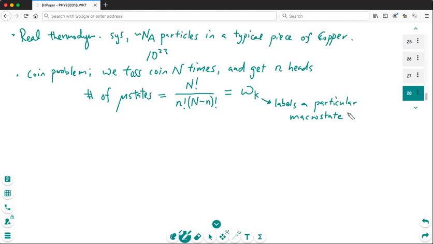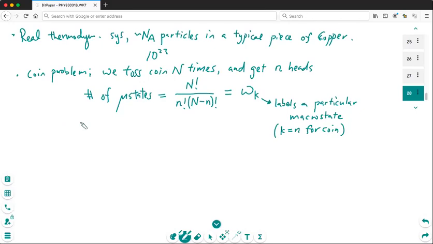Okay, now since this is a simple problem, I might as well use the number of heads to label it. So I'm going to simply use omega sub 3 to say I have 3 heads, and it's understood that I will have 1 tail, or n minus 3 tails. Okay, so for the coin. But this is a general notation we will use.